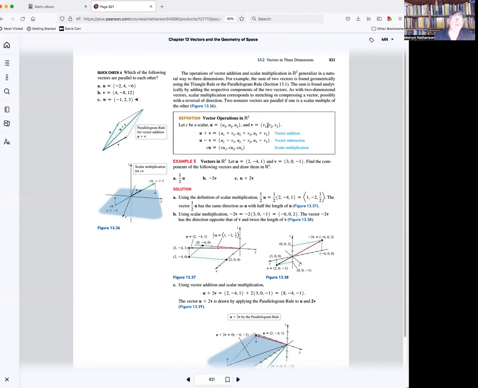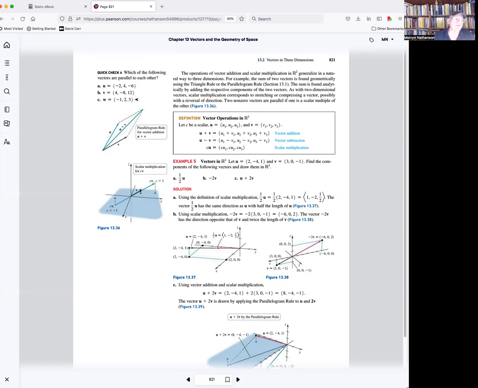If you take vectors u and v, the sum u plus v is obtained by just taking the sum of the coordinates pairwise. The difference of the two vectors is the difference of the coordinates pairwise. And you multiply a vector by a scalar c by multiplying each coordinate by c.